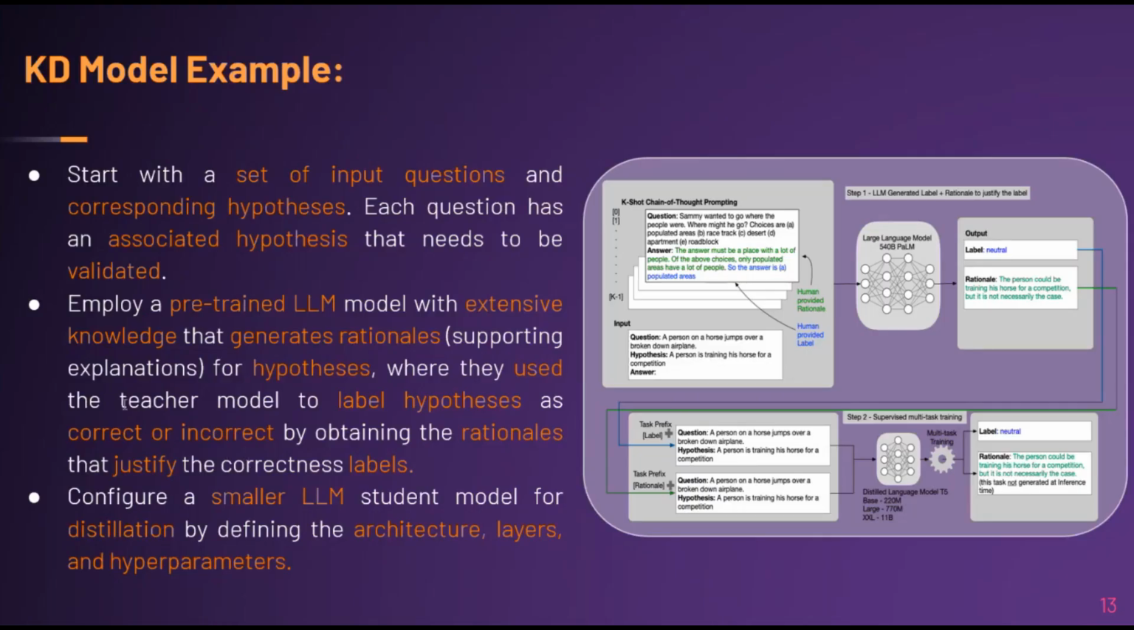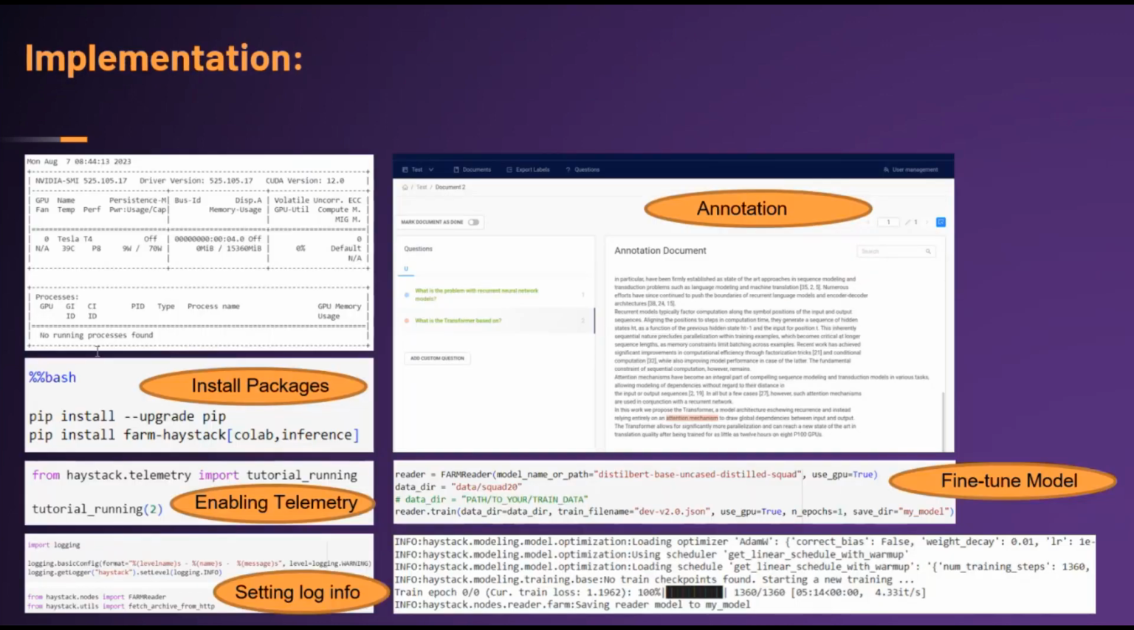Now talking about an example, imagine we have got questions and a hypothesis, and we need to know which hypotheses are correct. The teacher model helps label these hypotheses using some fancy rationale. Then we set up the student model with its own architecture and rules. It's like taking the teacher's advice and using it to solve a puzzle. So let's understand it with the implementation.